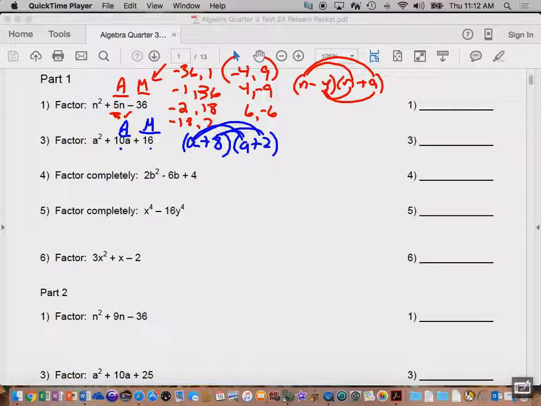Now, let's just do a wrong guess. Let's guess a plus 4 times a plus 4. The quick mental check will reveal the problem. a times a is a squared. So far, so good. a times 4 is 4a. 4 times a is 4a. 4a and 4a add up to 8a. It's supposed to be 10a. That can't be the answer. Okay? So those are basic, fundamental skills.